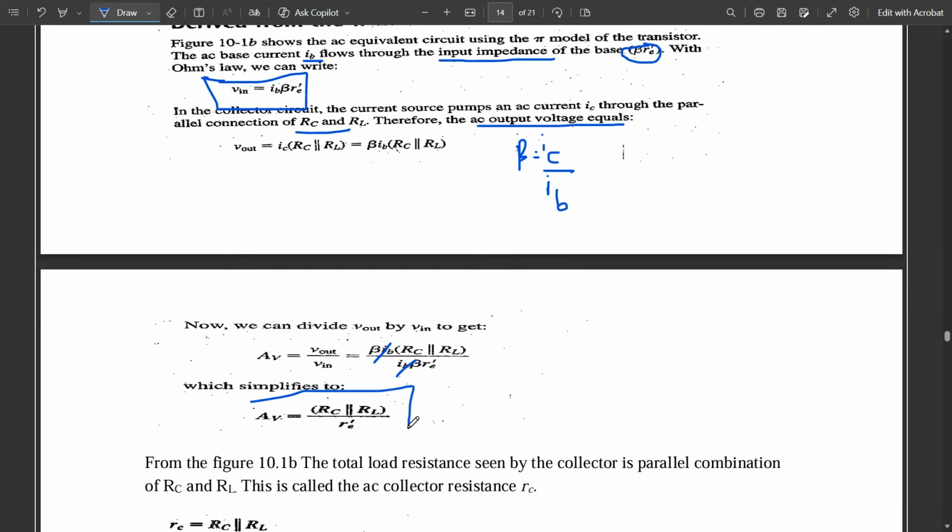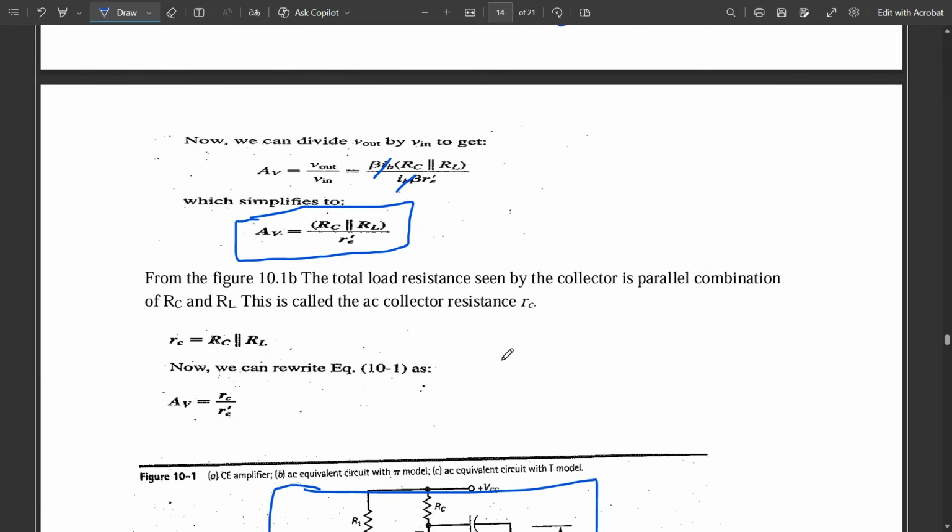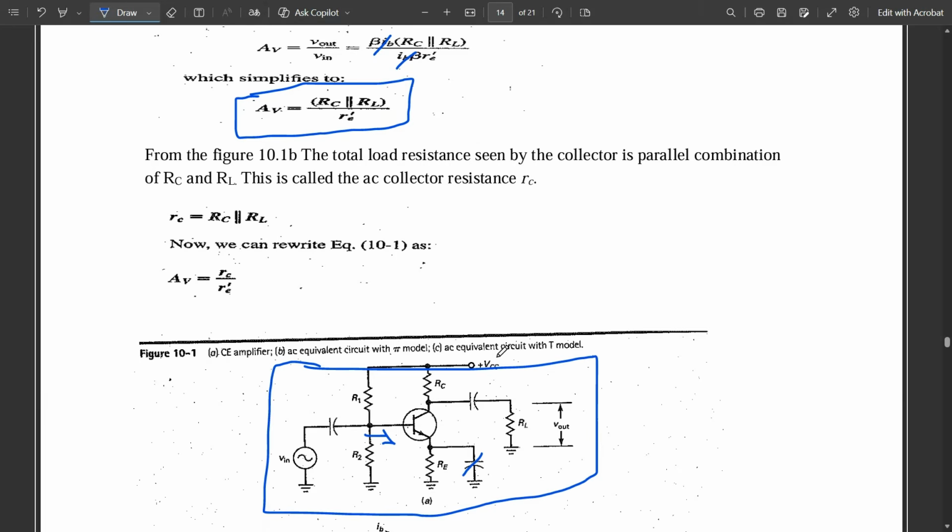Finally, in terms of the pi model, AV is equal to RC parallel to RL divided by the AC emitter resistance RE dash. Okay, so this is the voltage gain in terms of the pi model for the CE amplifier circuit. So now the same thing, let us write it in terms of the T model.